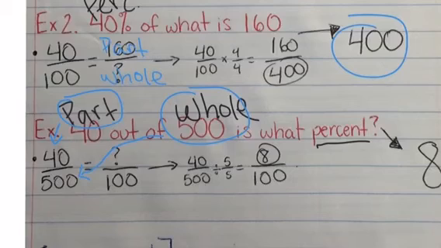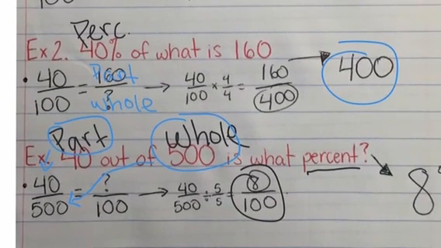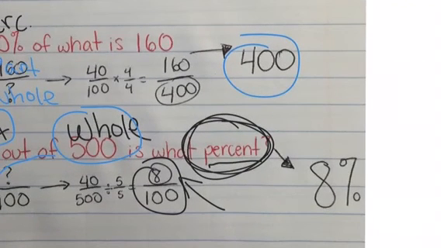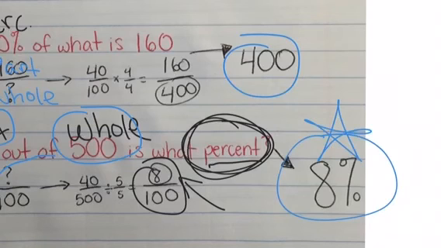So when we see this, 8 over 100, we know that 8 over 100 is what percent, because we have to write it in the form of a percent, because that's what it's asking. So our answer can't just be 8 over 100. It's got to be in the form of a percent. So 8% is our answer, because 8 over 100 is 8%.